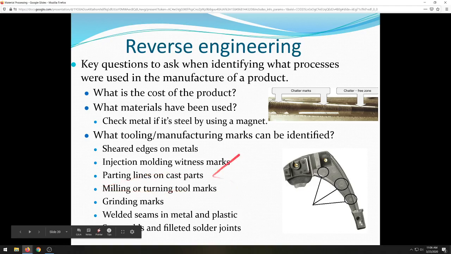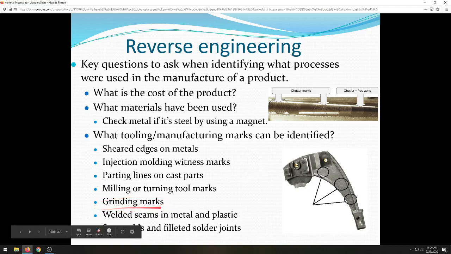Milling or turning tool marks. So these are different swirl patterns and things like that. Grinder marks are usually in one direction, whereas milling marks are circular like this, and they're a little rougher. But you can kind of identify those. This is just showing what chatter looks like. That's not so much of a concern. And then turning tool marks will look very similar to milling machine marks, only they'll go around the circumference of a part. Grinder marks, again, those are extremely fine marks going in one direction.